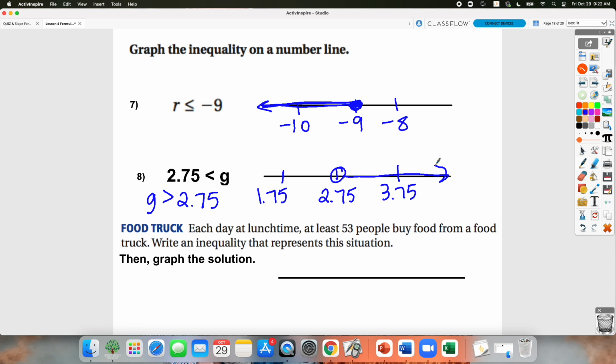All right, and then our food truck problem. Each day at lunchtime, at least 53 people buy food from a food truck.